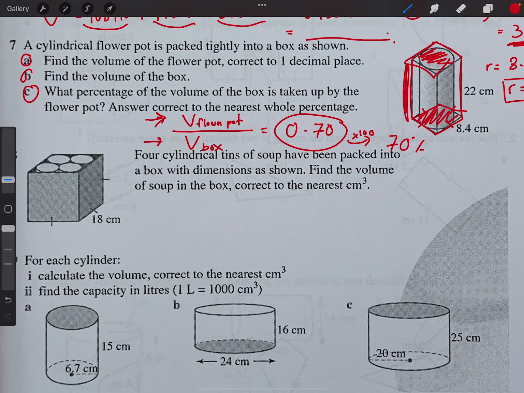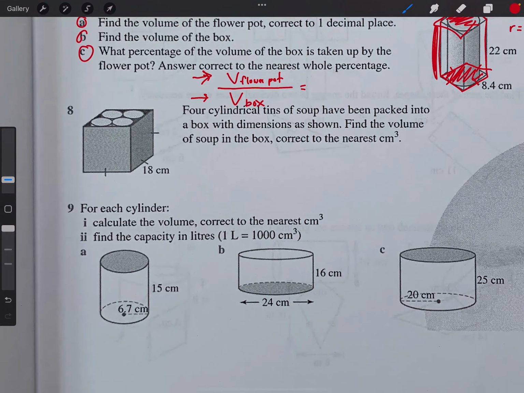It says what percentage of the volume of the box is taken up. Yeah, so that will be the answer. But obviously I'm just guessing the answer is 0.7. It's most likely not. So you find out what that is and get the percentage by multiplying the decimal by 100. It's going to be 0 point something.